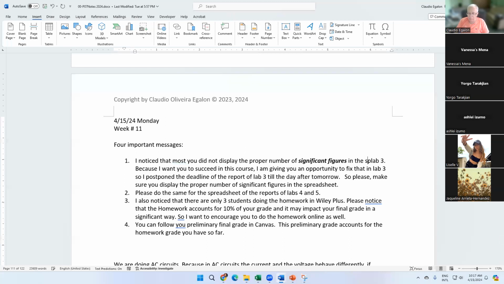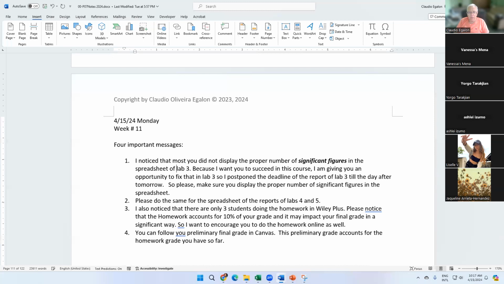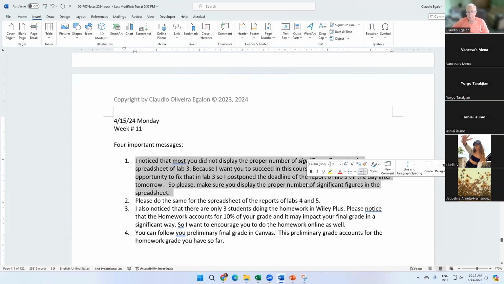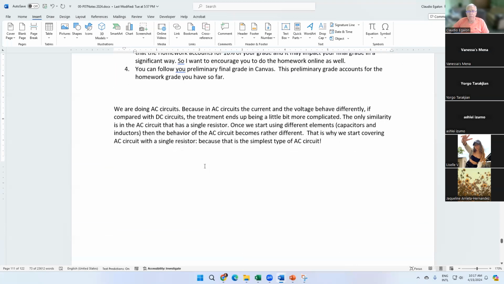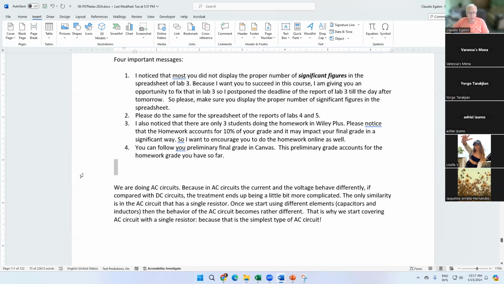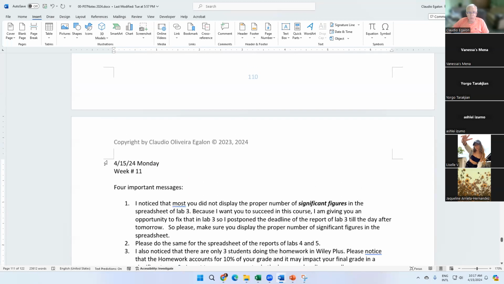In the spreadsheet of lab 3, I believe only one group displayed the proper significant figures. We have 3 groups and the other 2 groups didn't do that. So I want to encourage you to work on those significant figures. Otherwise, you're going to get a bad grade in the lab report, okay? So those are the 4 important messages that I have for you.